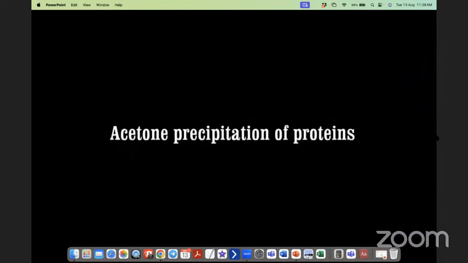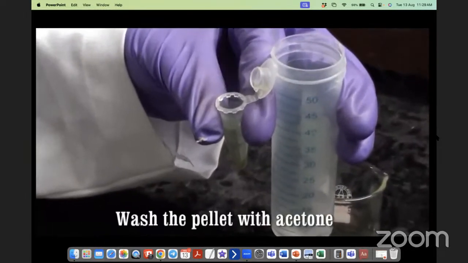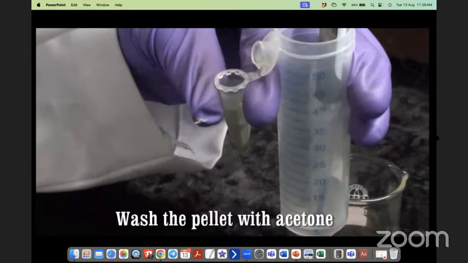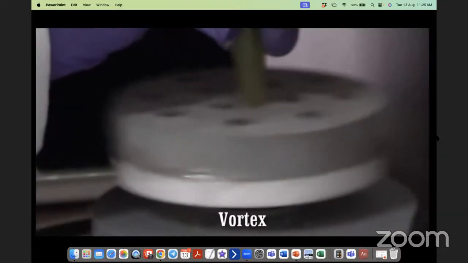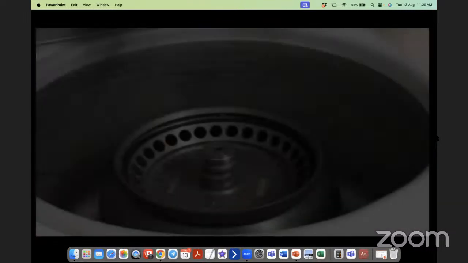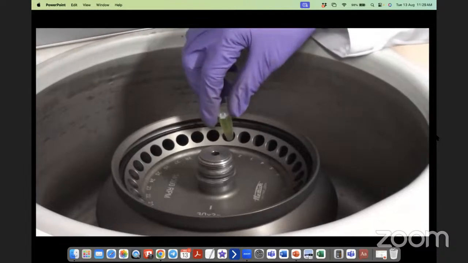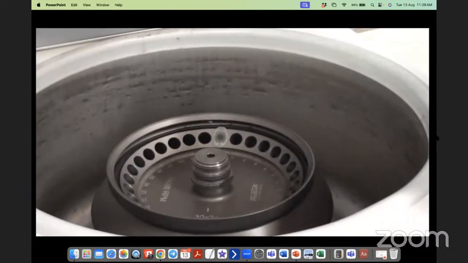Protein precipitation. Remove the pellet from minus 20 degrees Celsius and add chilled acetone to it. Mix the sample well by vortexing to obtain a uniform solution. Centrifuge the contents at 4 degrees Celsius for 5 minutes at a speed of 10,000 rpm.